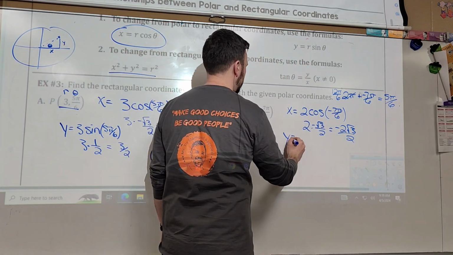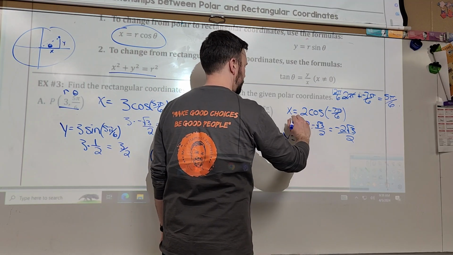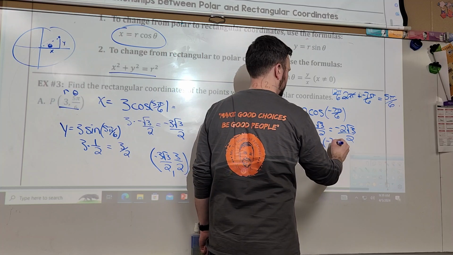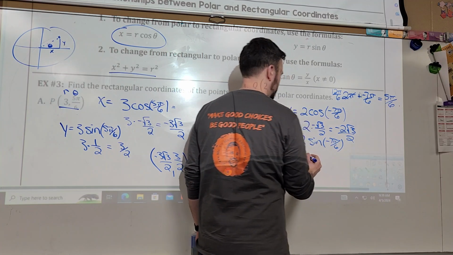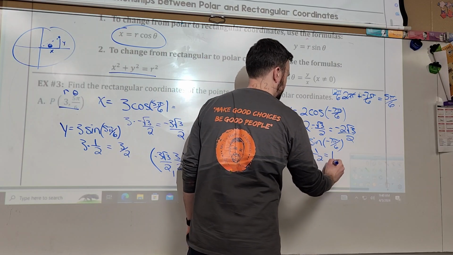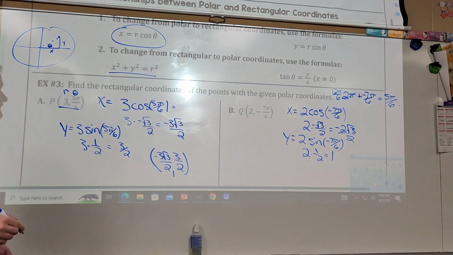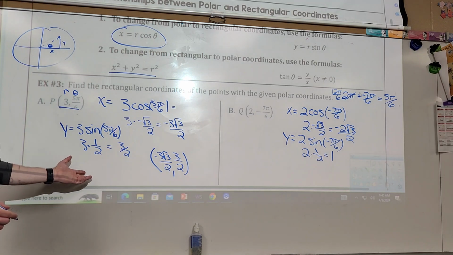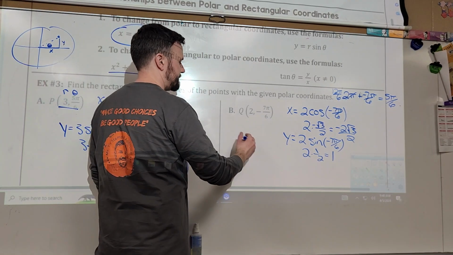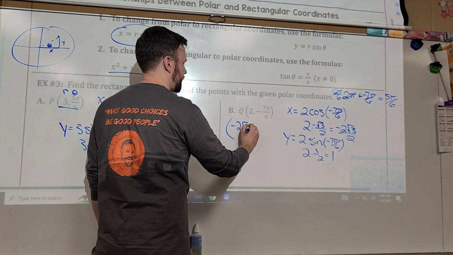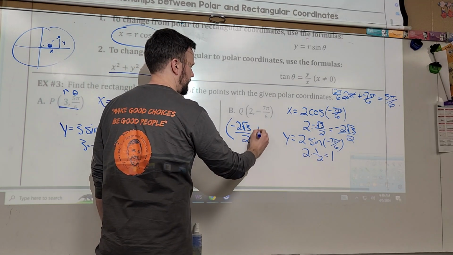And then my y will be 2 sine of negative 7 pi over 6, which is 1/2. So not too bad. This actually is not too bad usually. So my final answer would be negative 2 root 3, 1.